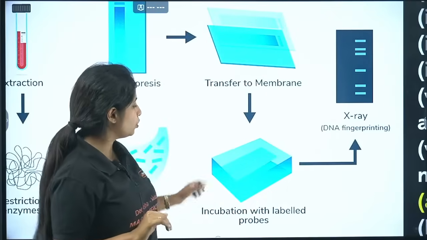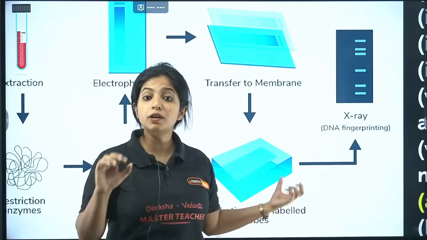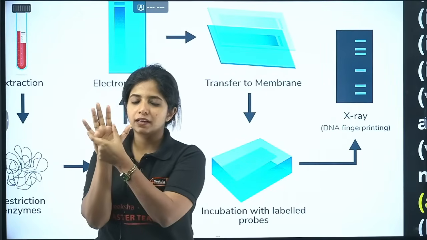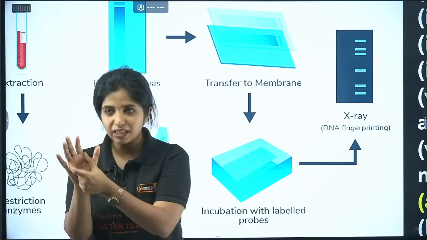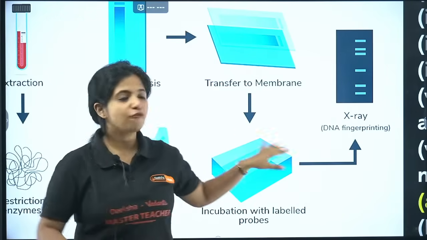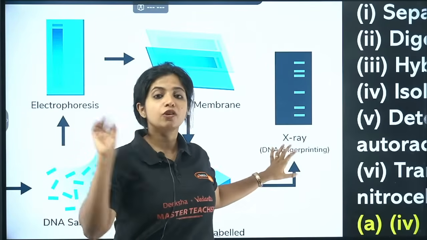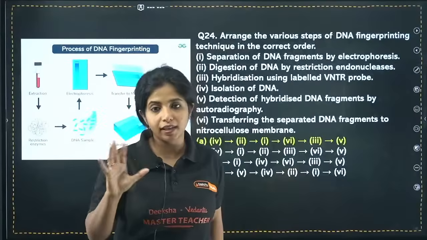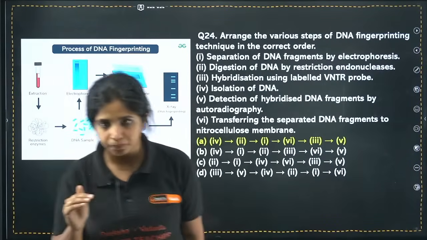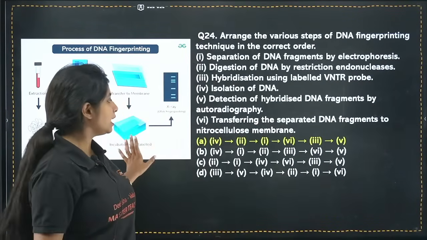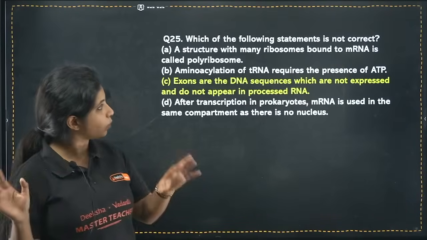So basically, you are going to incubate with labeled probes. VNTR probes is what you call it. You are going to hybridize with the probe, and then finally you are going to view it under an autoradiography machine or X-ray machine. You will be able to see the strands which are there. That is how things are going to go. So for hybridization you require what? VNTR probes. That is one important thing out there.